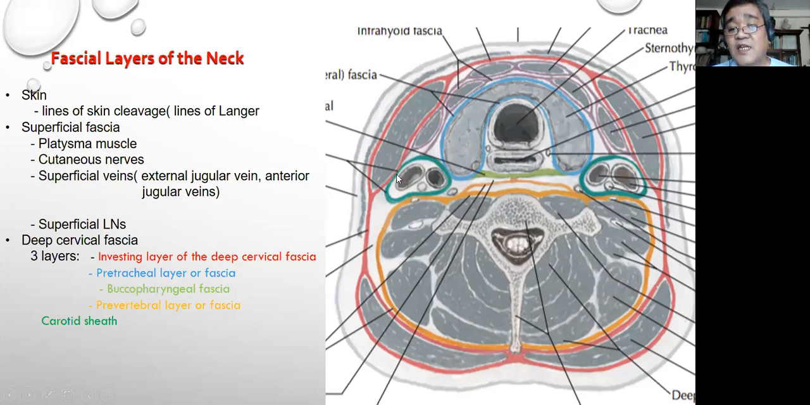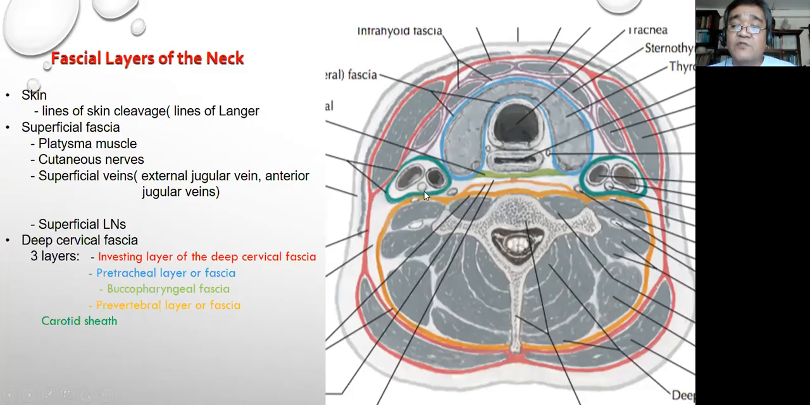You notice this circular green line. Okay, this is actually a fascial condensation coming from the 3 layers of the deep cervical fascia. They condense to surround the neurovascular bundles of the neck. And this is known as your carotid sheath, okay, which runs from the base of the skull up to the root of the neck. When you say root of the neck, then that would be the level of the first cervical rib or the level of the thoracic inlet.